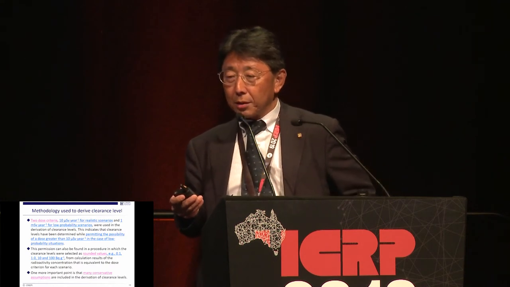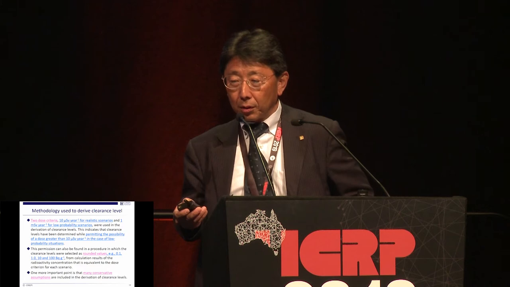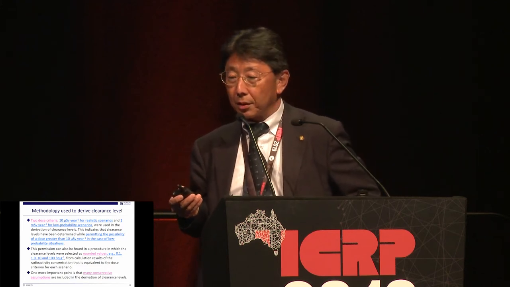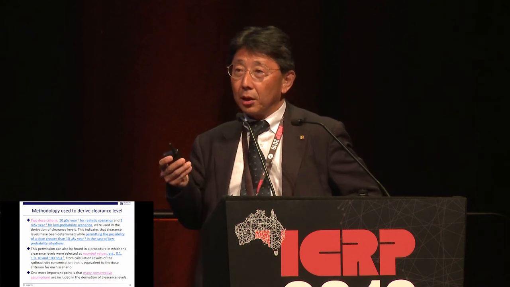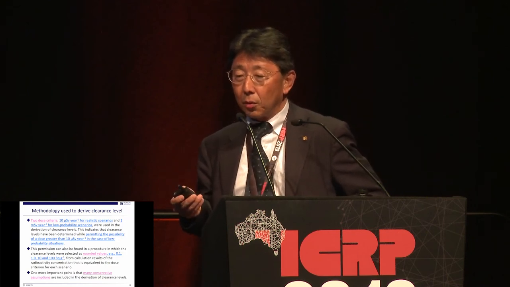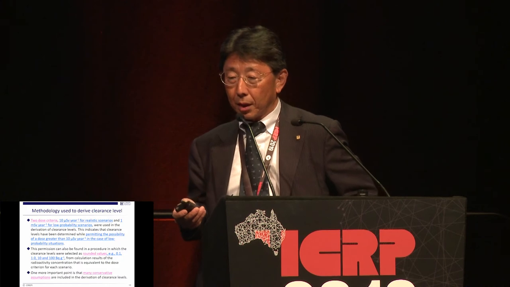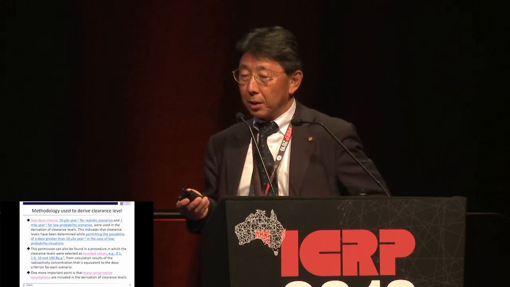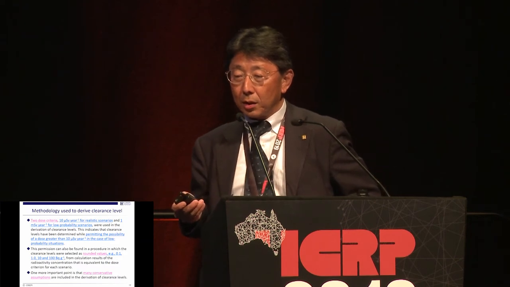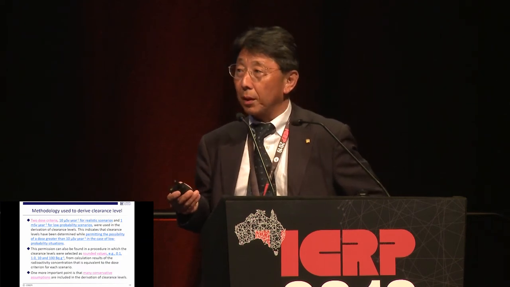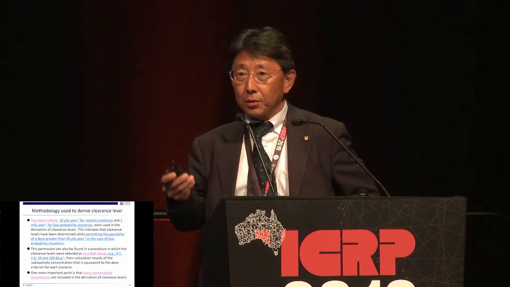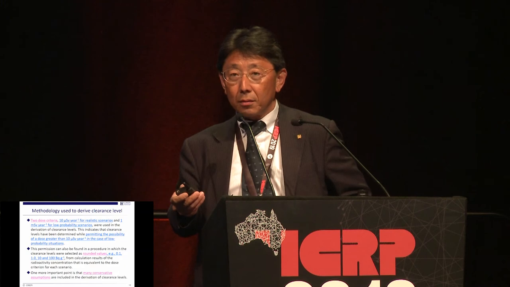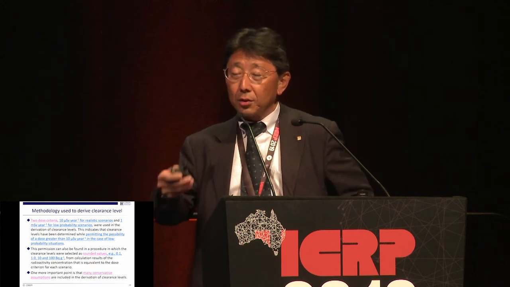So this indicates that the clearance levels have been determined while permitting the possibility of a dose greater than 10 microsievert per year, especially in the case of low probability situations. And also this permission can be found in the procedure in which the clearance levels were selected as a rounded value. You know the clearance levels, for example, 0.1, 1.0, 10, and 100, are rounded values.